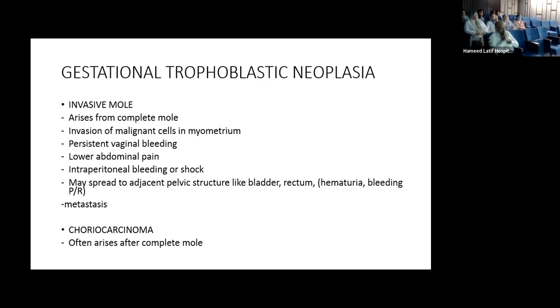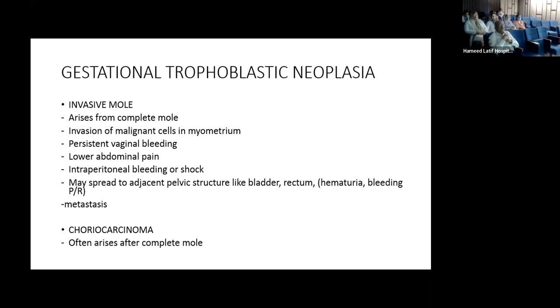It may spread to adjacent structures, for example, the bladder and rectum, and cause corresponding symptoms, for example, hematuria or bleeding per rectum, and can cause metastasis to the lungs, the vagina, and different parts of the body. Lungs first, then vagina, liver, brain.